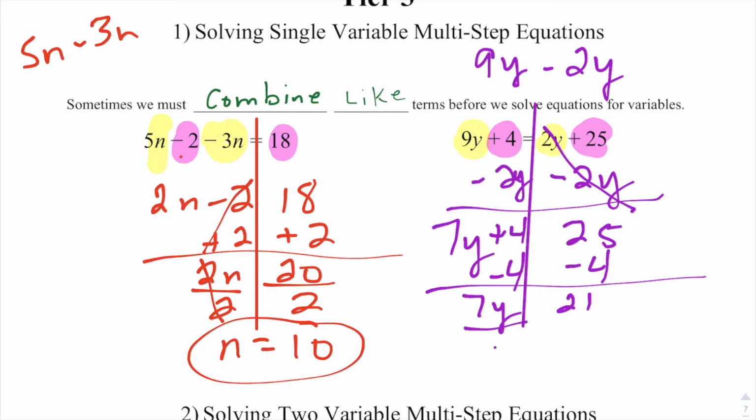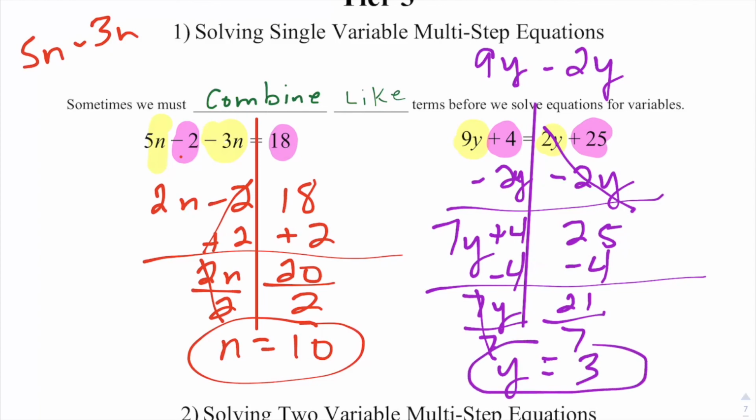Not quite there yet. I have to get that y by itself, so I divide both sides by 7. That leaves me with y on this side, and 21 divided by 7 is just 3. Those 7's cancel, that's why the y is left by itself, and then my solution is y equals 3. Good luck on your practice sets.